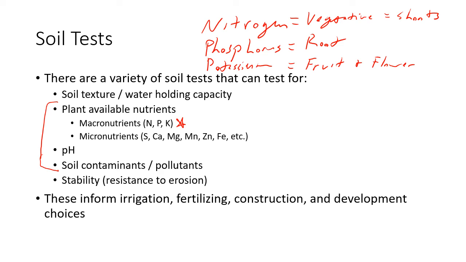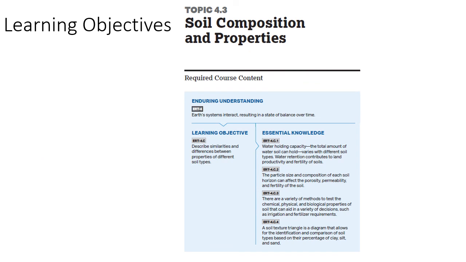just like soil texture, which is the stability. It's resistance to erosion. A lot of this we talked about last class with reducing erosion. So we talked about mulching and we talked about plant roots holding soil together, but there's also some stability in the soil itself that we can measure. Okay, this one we will not do in class. All of these tests are going to inform irrigation, fertilizing, construction, development choices, depending on what you're going to use that land for.